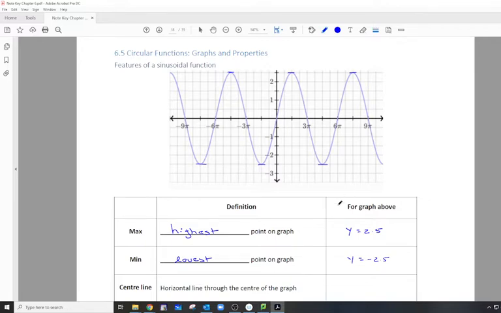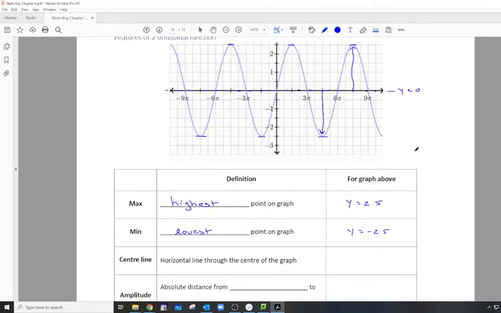All right, what else? Well, the next thing we're going to look at is a center line. It's a horizontal line through the center of the graph. So it's a line that makes the graph sort of symmetrical above and below. If I was to draw a dotted line along this x-axis, you can see that the graph goes up a certain amount from there, and it goes down a certain amount from there. So y equals 0 is the center line of this graph.